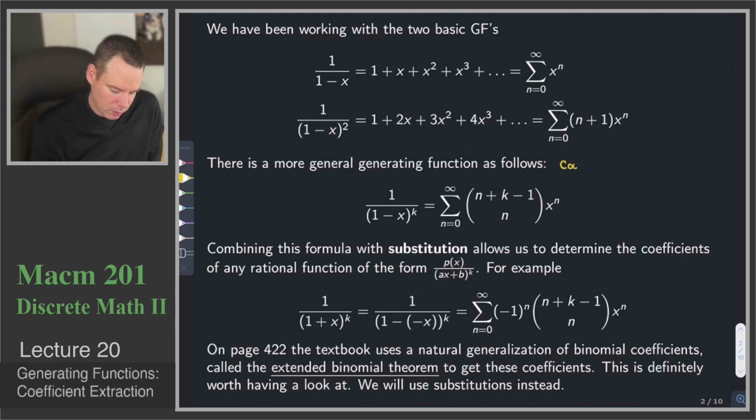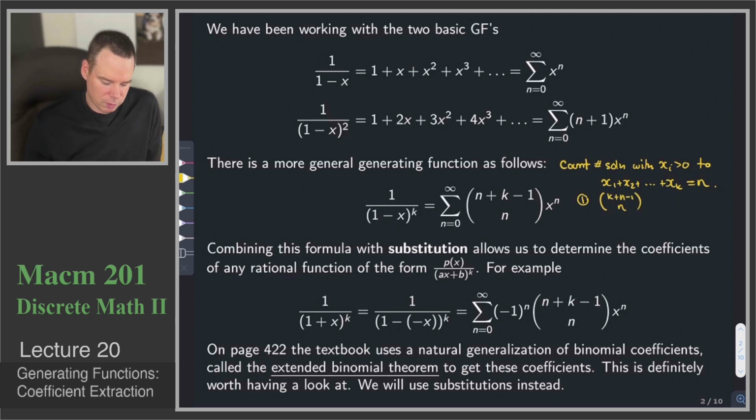So what we did was we just said, let's count the number of solutions with xi bigger than 0 to this equation, x1 plus x2 plus all the way up to xk equal to n. How many solutions are there to that equation? Well, the first way we counted it was back in lecture 4, and we said this is just the number of ways to choose n from k with repetition. And so there was our answer.